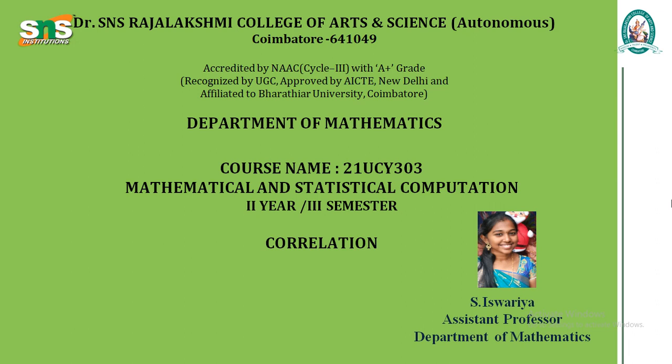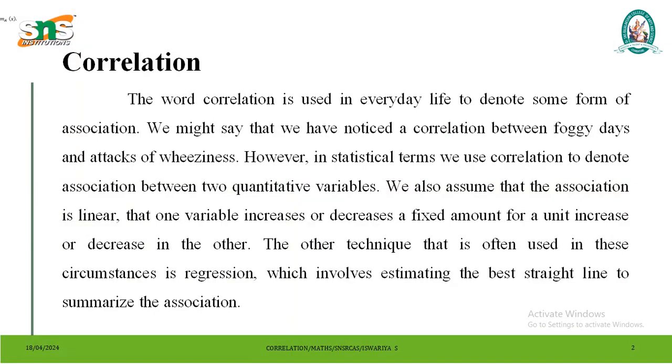Today we are going to see a topic: correlation. The word correlation is used in everyday life to denote some form of association. We might say that we have noticed a correlation between foggy days and attacks of tiredness. However, in statistical terms, we use correlation to denote association between two quantitative variables.